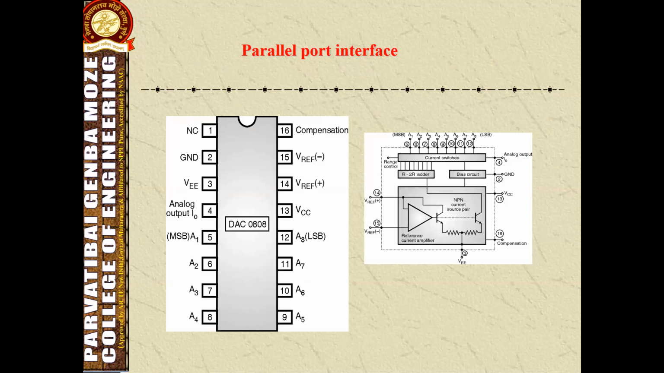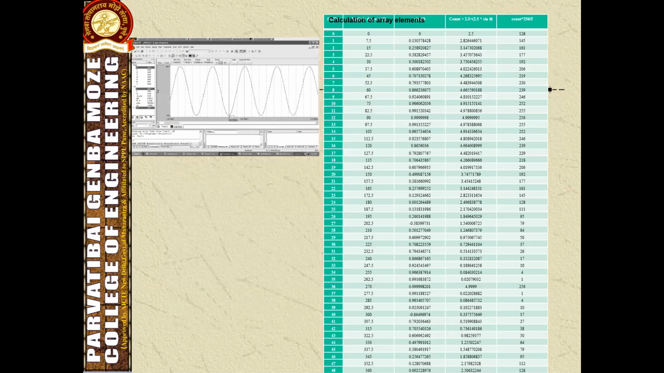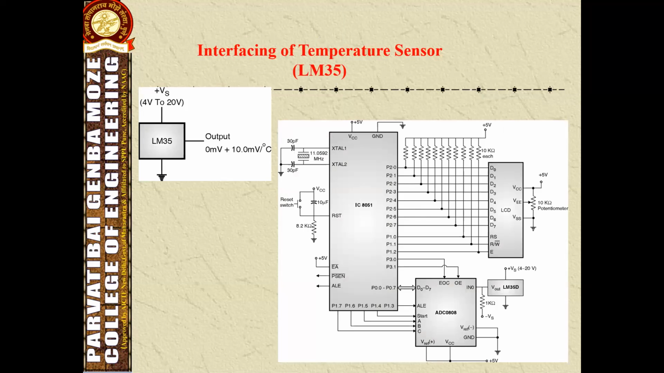So today in this lecture we are going to see about interfacing the temperature sensor to our microcontroller. In a previous lecture we have seen interfacing a digital to analog converter, how to generate a sine wave, how to write an assembly language program to generate other waves, and how to generate a triangular wave. Today we are going to see how to interface the temperature sensor to our 8051 microcontroller and how to write an assembly language code.